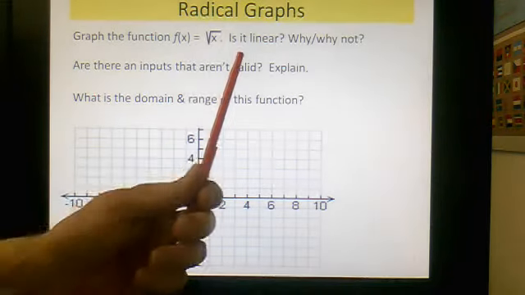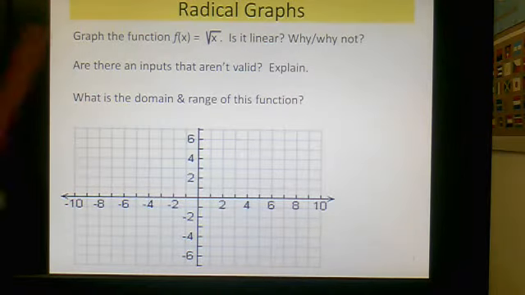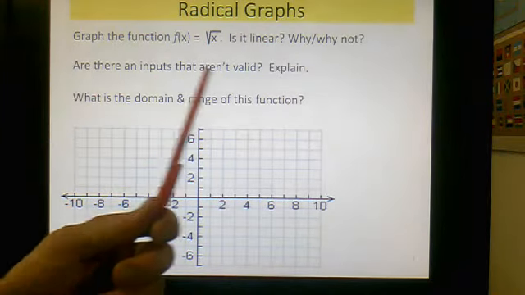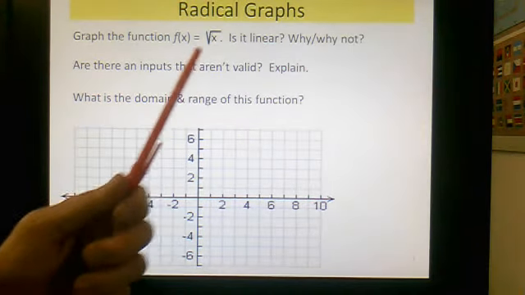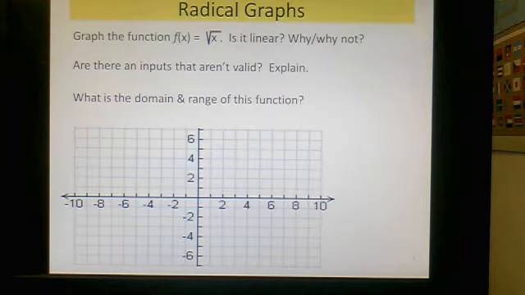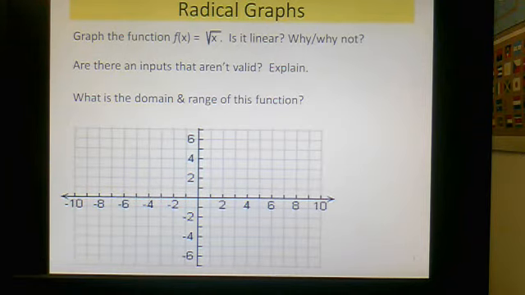It has the question, is it linear? And I want you to explain why or why not. Second question, are there any inputs that are not valid? We talked about that a minute ago. Are there any numbers you could not plug in here to make this thing work? Explain that one. And then we've talked about this a long time ago about domain and range. Talk about that briefly as well once we've graphed it.